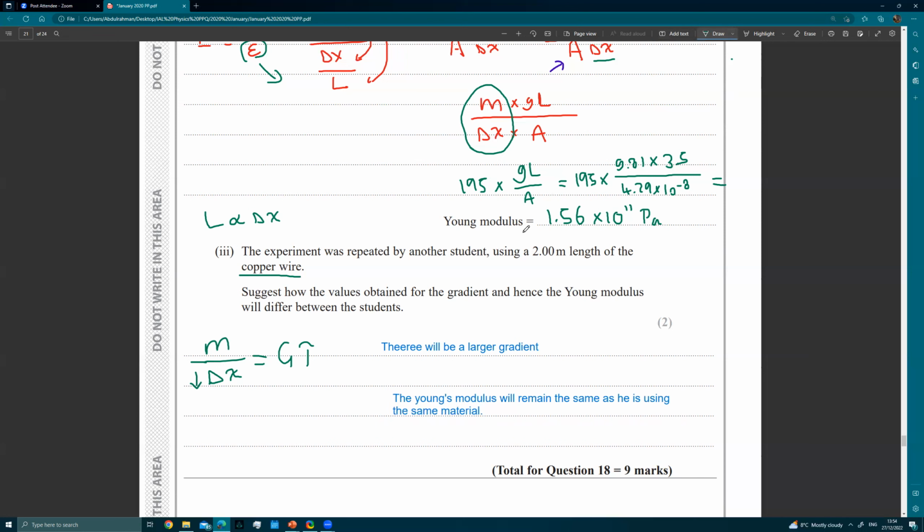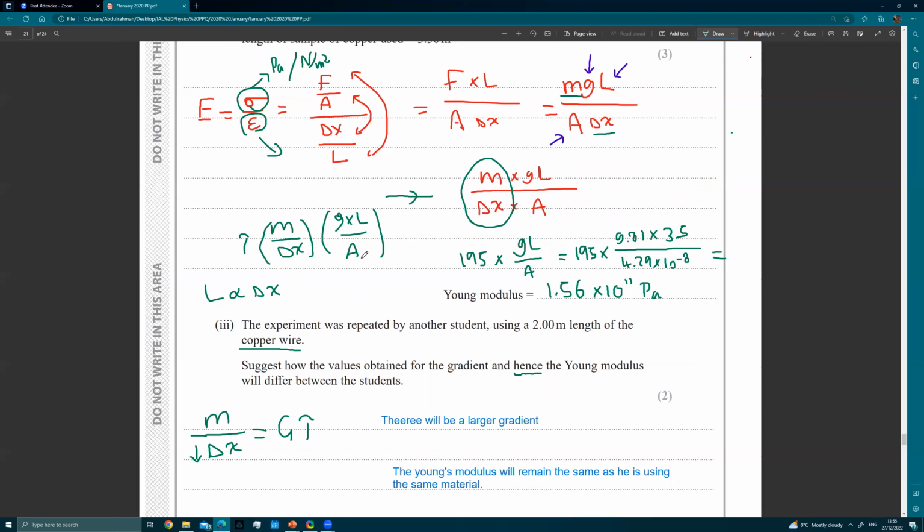Honestly, it's a bit of a trick question. It said 'and hence', so you'd expect the gradient increase means something happened to the Young's modulus. But no, nothing will happen to the Young's modulus if it's the same material. If you look at the equation for Young's modulus, yes, the gradient, which is m over extension, has increased. However, gL over A has decreased. Why? Because the length has decreased. And these two effects cancel each other out. Okay, have a lovely evening.